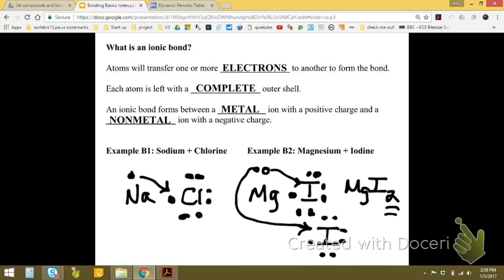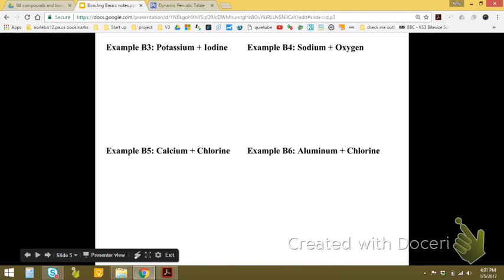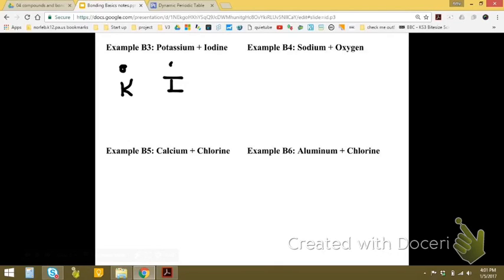Moving on to the next page. Next one we have is potassium iodine. So potassium has 1, iodine again has 7. So potassium gives its 1 electron to iodine.